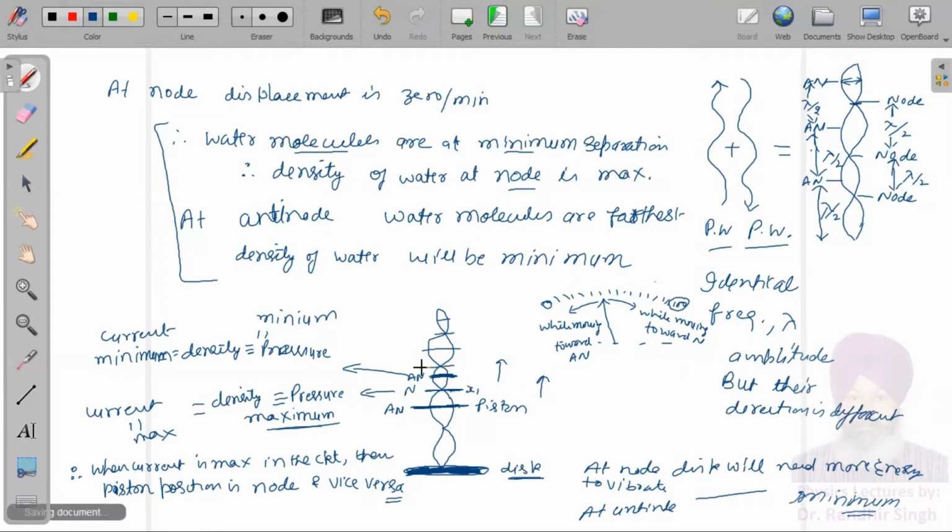This is the next consecutive node. Please remember, we either take readings of nodes only or readings of antinodes only. So I will make a choice. I will take the readings of nodes only. So let us say these are the consecutive nodes. Suppose the position of the piston here is x1, this position is x2, this position is x3. Corresponding to these three positions, current has shown me maximum values. And I will be noting these positions from the screw gauge.